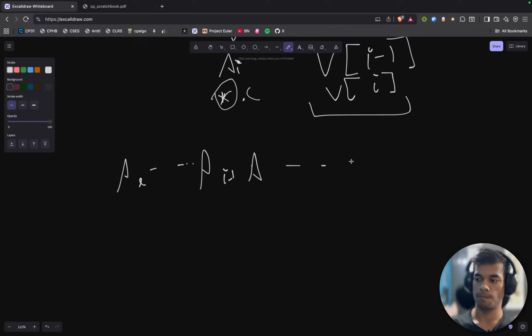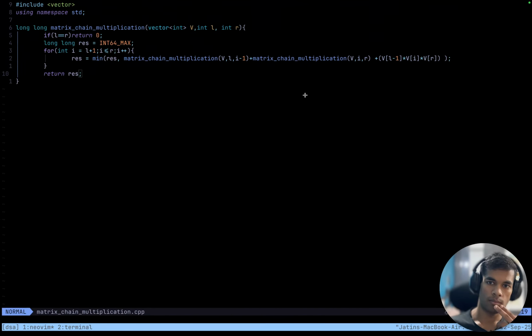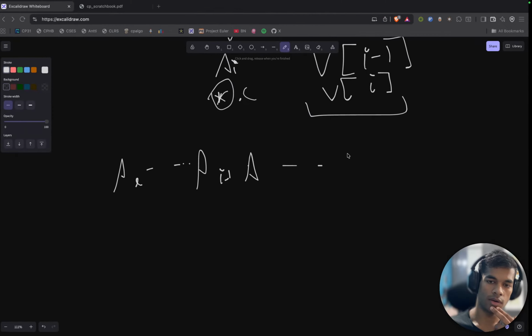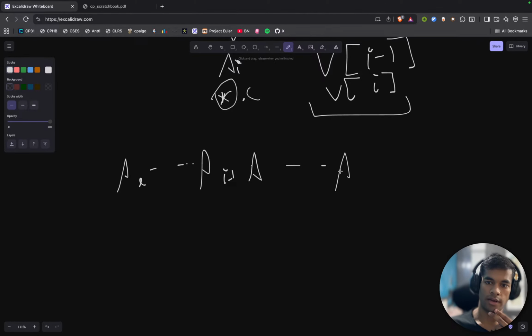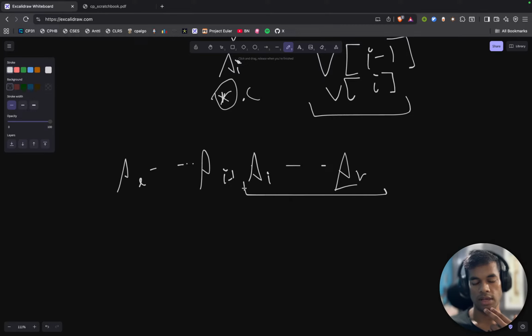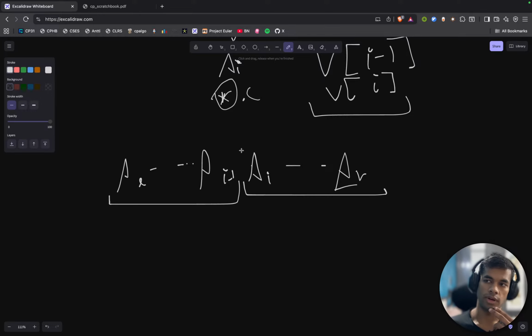I minus 1. But here we are taking VI. At the end we will have AR for sure, that is the right limit. The doubt, yes, the ith matrix is not included. Yeah, the ith matrix is not included in the left part. It is included in the right part.